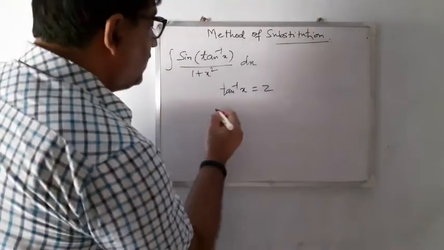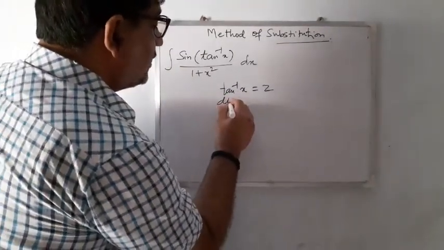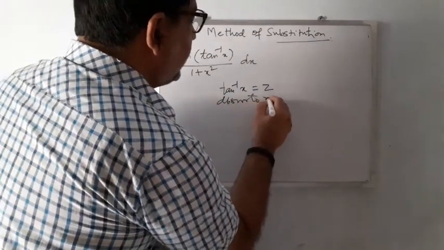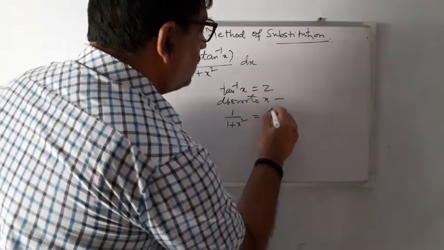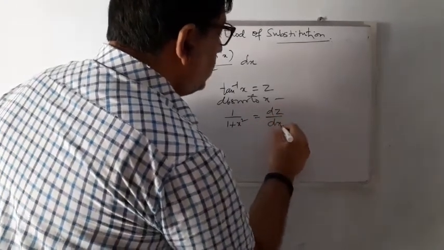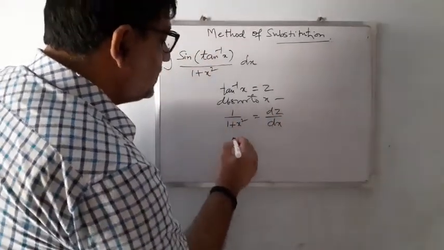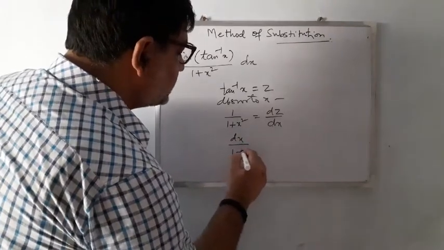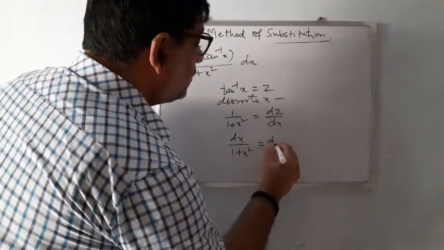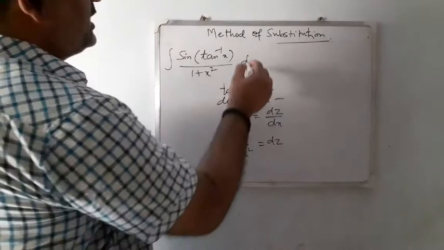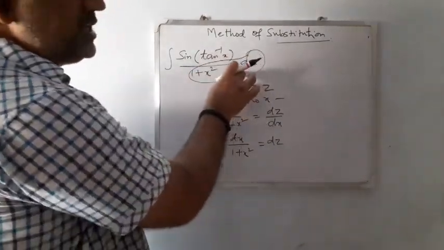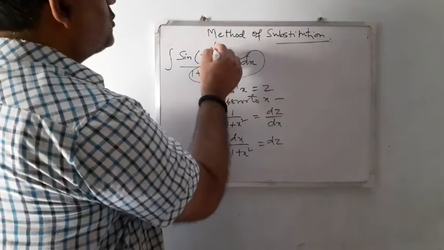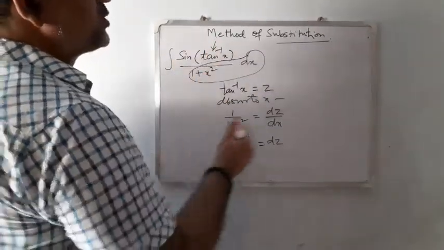So what happens? Differentiating both sides with respect to x, 1 by 1 plus x square is equal to dz by dx. Now take this dx here. It becomes dx by 1 plus x square is equal to dz. Now you see this dx by 1 plus x square, this whole transformed to dz, and this function transformed to sin z.